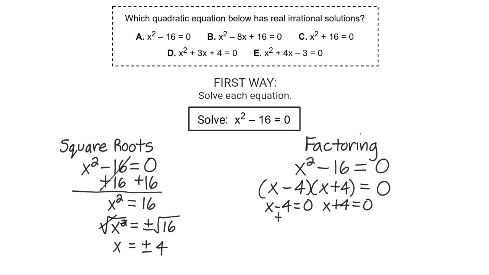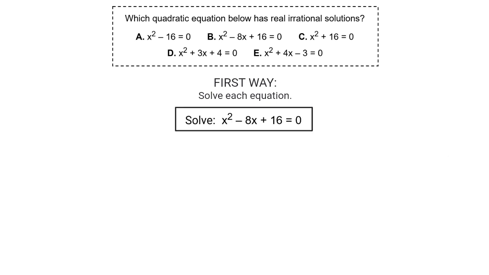For the first one, I'm going to have to add 4. So that gives us the first solution of x equals 4. Solving the second equation, you're going to end up with x equals -4. So once again, you have x equaling plus or minus 4. This is clearly not irrational, so we know the first answer is wrong. Looking at the next equation, this one can also be solved by factoring.